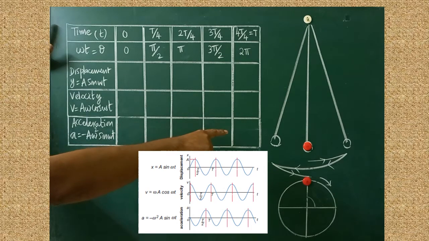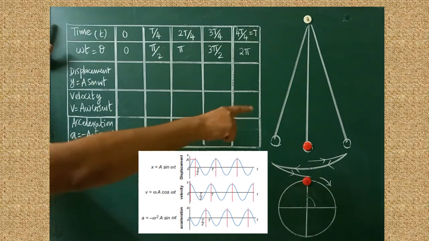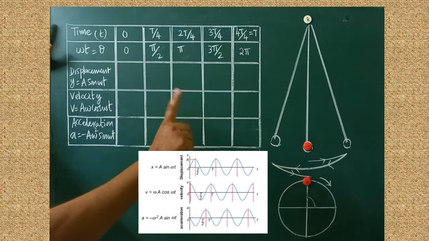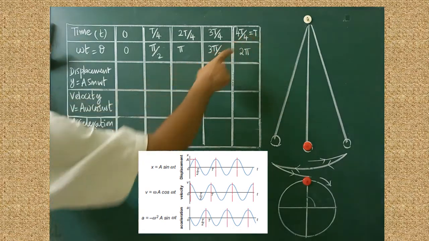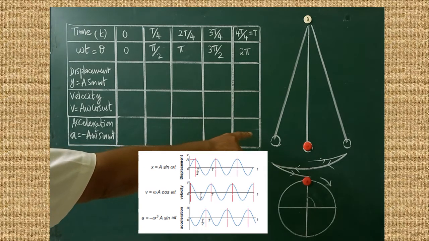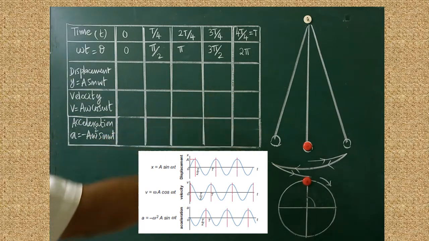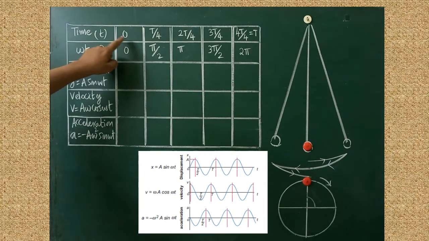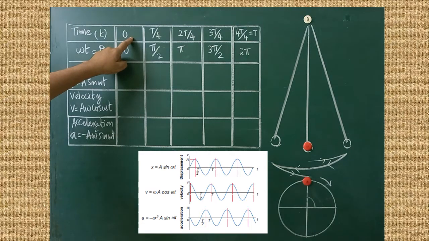In this pendulum example, the total time taken by the pendulum to complete one oscillation is called the time period. That is nothing but capital T. Are you clear? You have to assume that the pendulum is at rest now. When the pendulum is in the equilibrium position, the time t must be taken as 0. Are you clear?